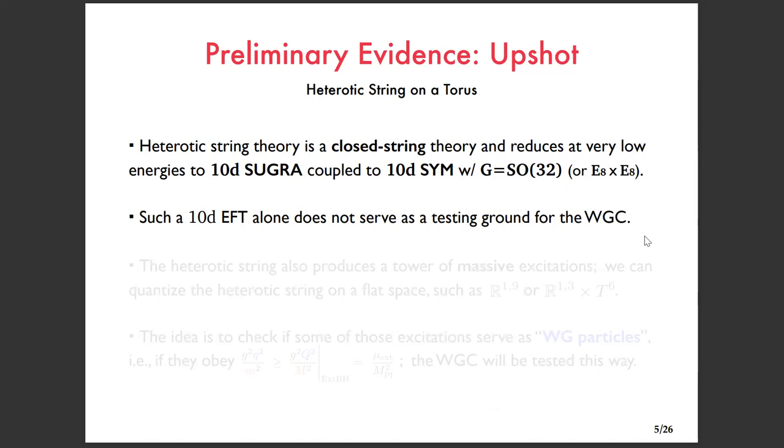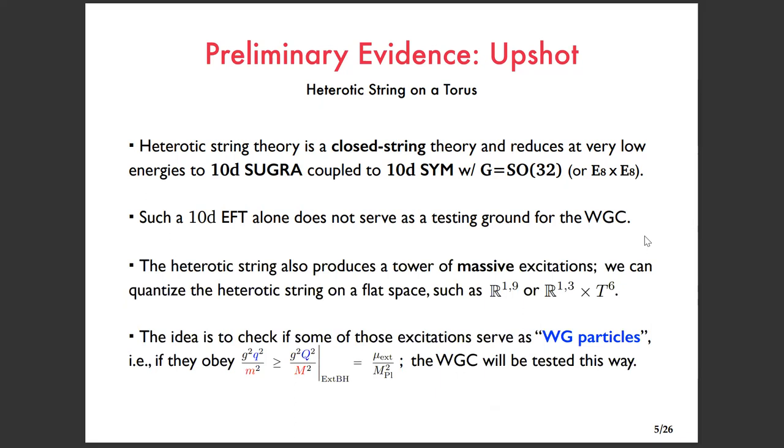Naively, such a 10D EFT alone does not serve as a meaningful testing ground for the weak gravity conjecture, simply because the theory does not have any massive states. On the other hand, the heterotic string also produces a tower of massive excitations. And we know how to quantize the heterotic string on a flat space such as R10 or R4 times T6, the six torus, which is a direct product of six circles. The idea is then to check if some of those massive excitations serve as weak gravity particles. And this way, the weak gravity conjecture will be tested.